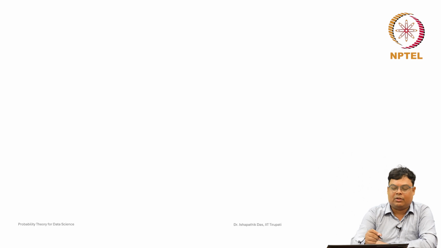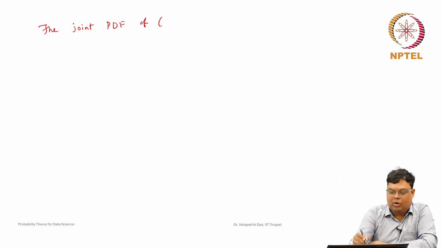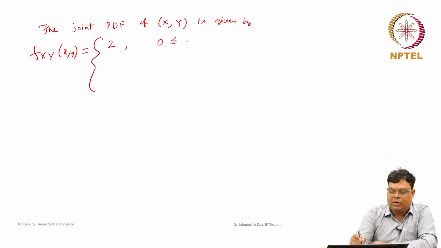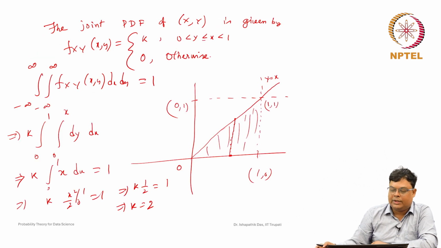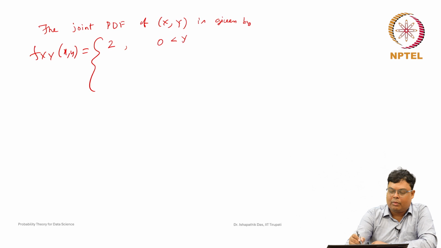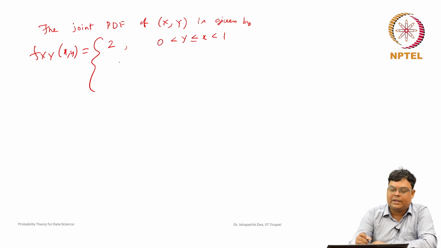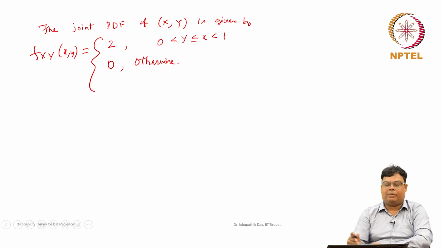Finally, the joint probability density function of x, y is given by 2 whenever 0 is less than y less than or equal to x, less than 1. Because it is a continuous random variable, whatever is given, we are just writing 0 otherwise. So this is the joint probability density function.